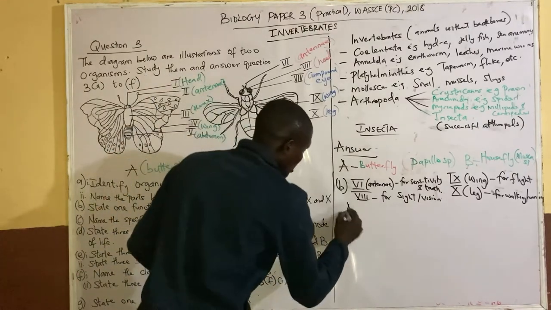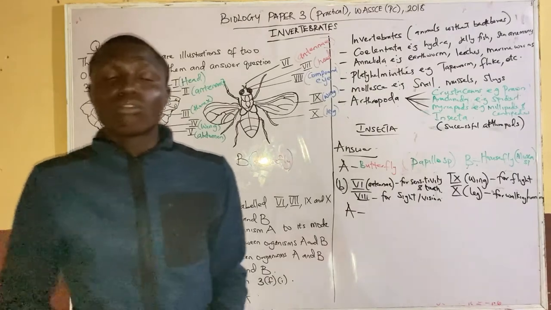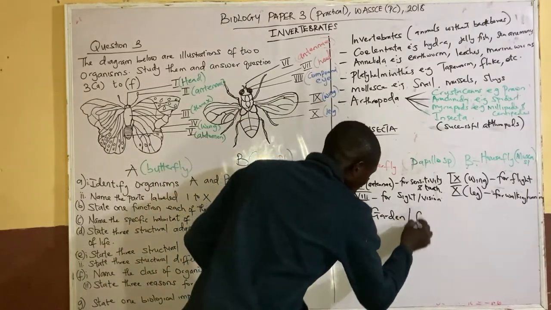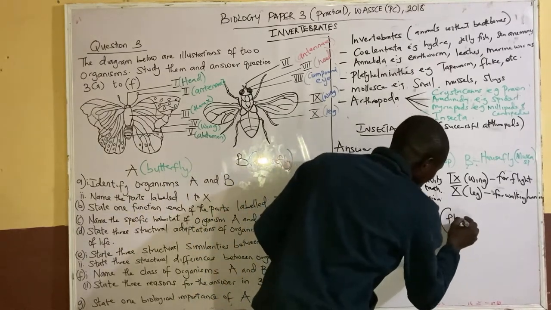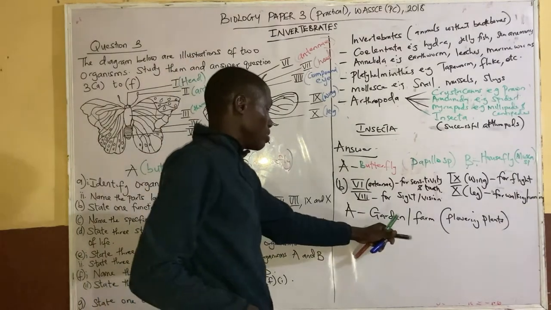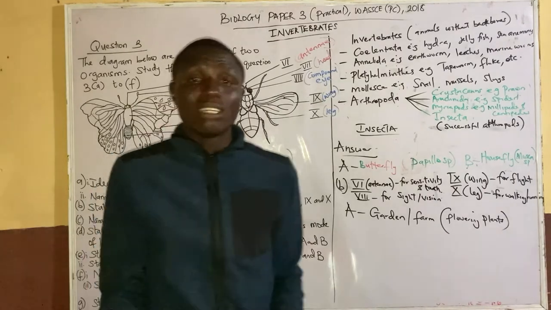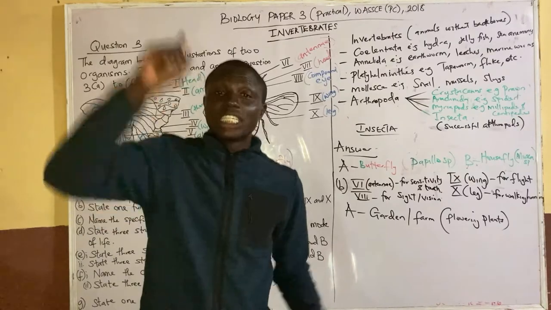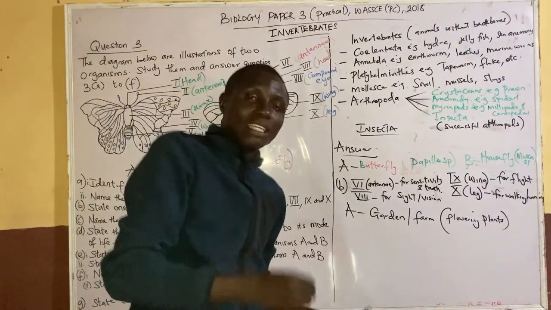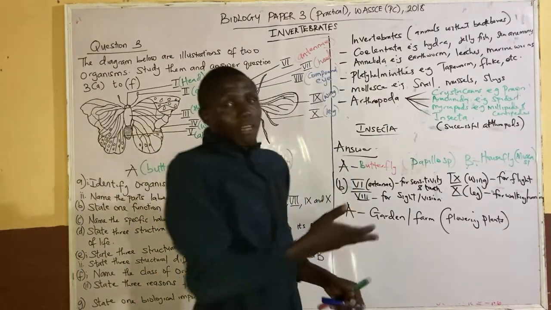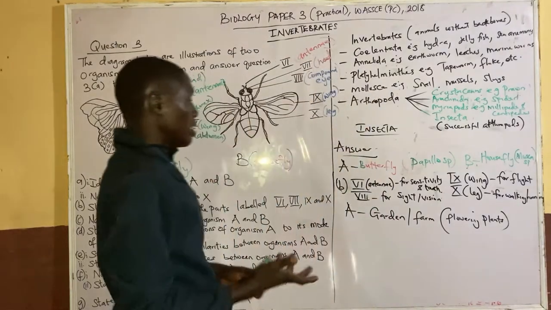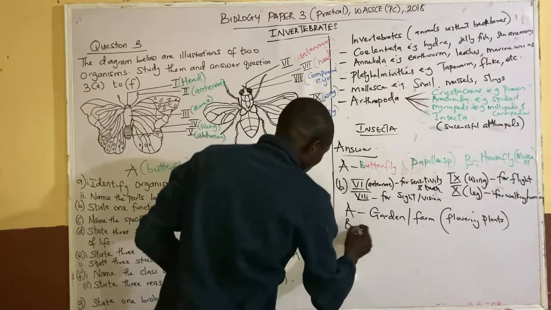Now, name the specific habitat of organism A. Organism A is the butterfly. Butterflies are often found around a garden or farm, especially one containing flowering plants, because the butterfly is an agent of pollination. It seeks nectar from the flowering plant, thereby carrying pollen grains from the male gamete to the female gamete of the plant. So that is why the butterfly is found in a garden where flowering plants are planted.